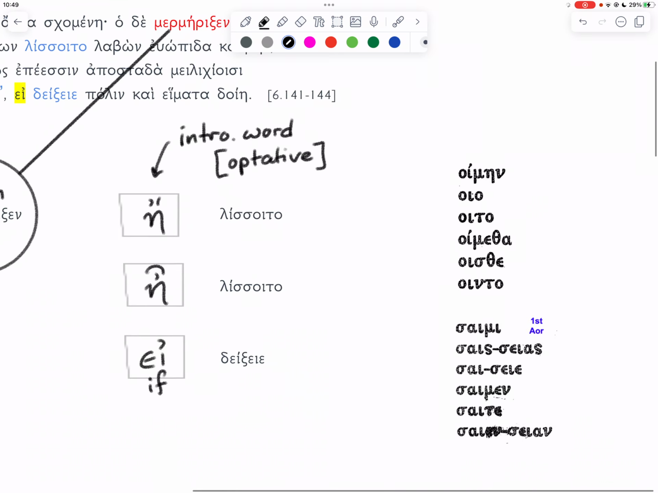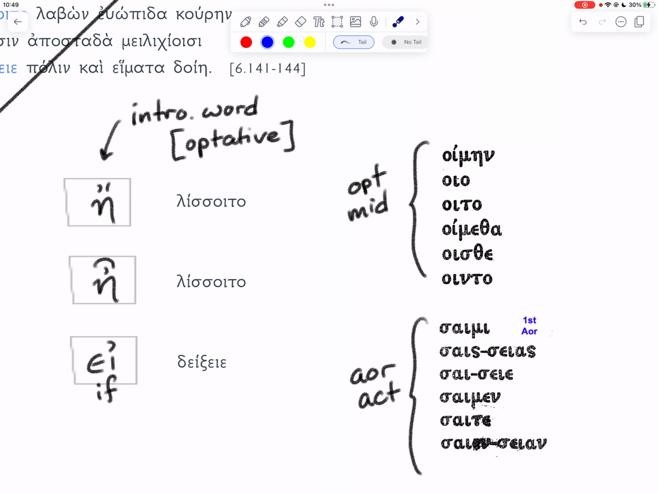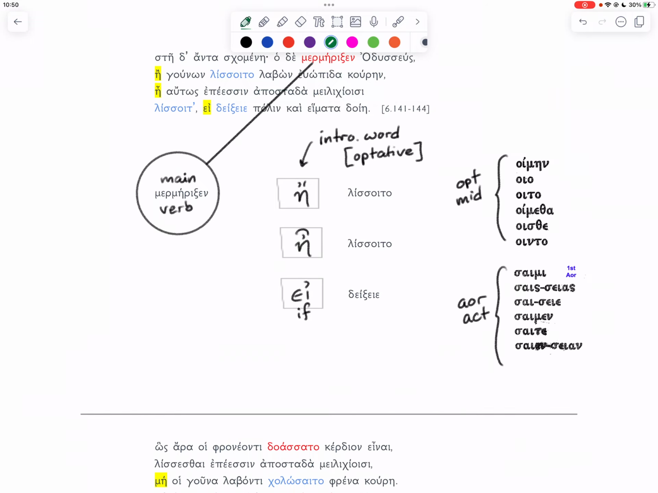If you look on the right, you'll actually see where I've put the endings in the paradigm. So this is optative endings in the middle voice, and these are aorist endings in the active voice. And you can just see here, the ending is there in the third singular, and another ending is here in the third singular. So that's the first passage that I wanted to point out. The second passage is down here.